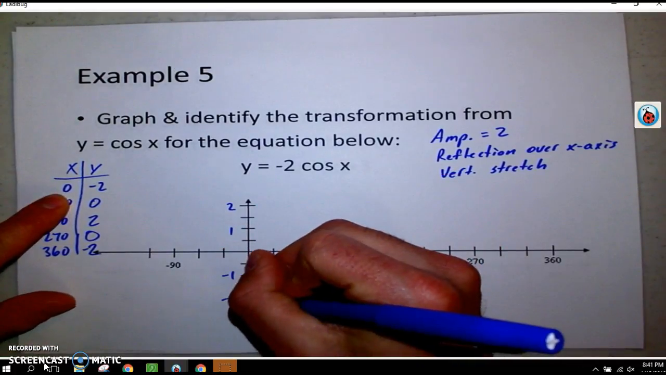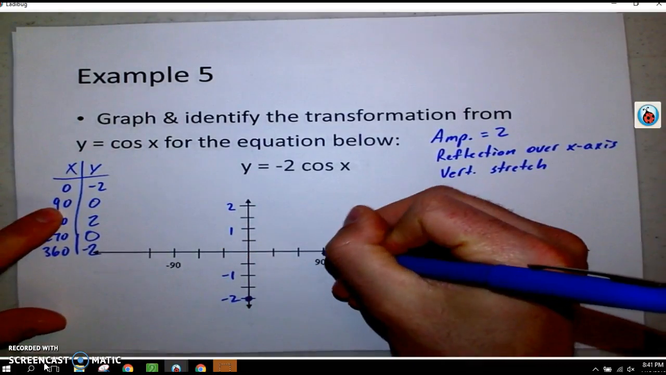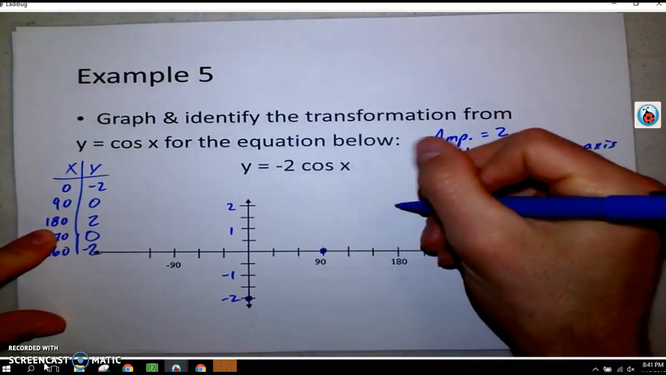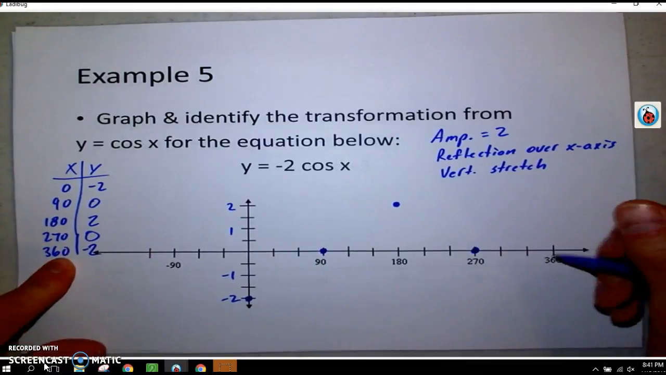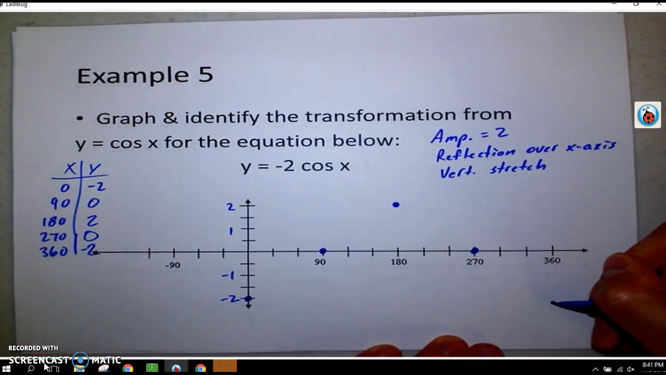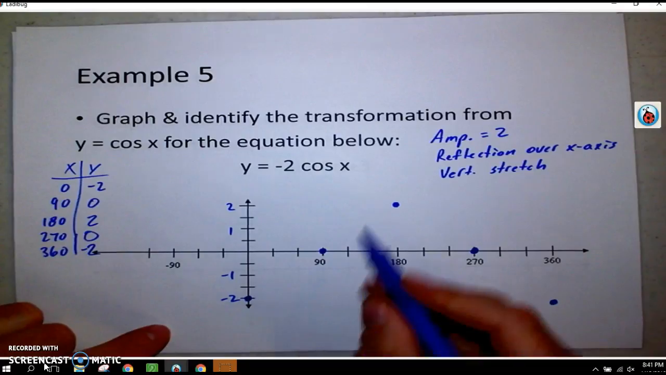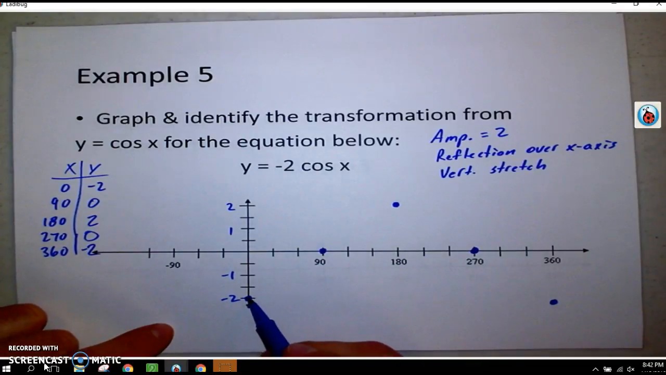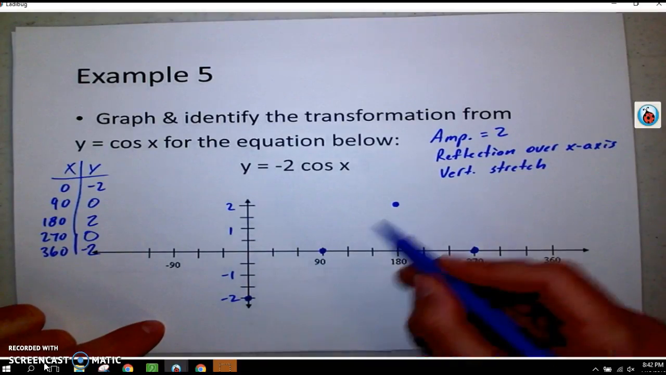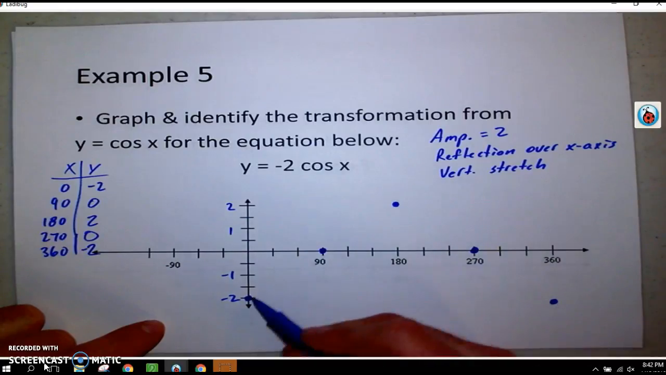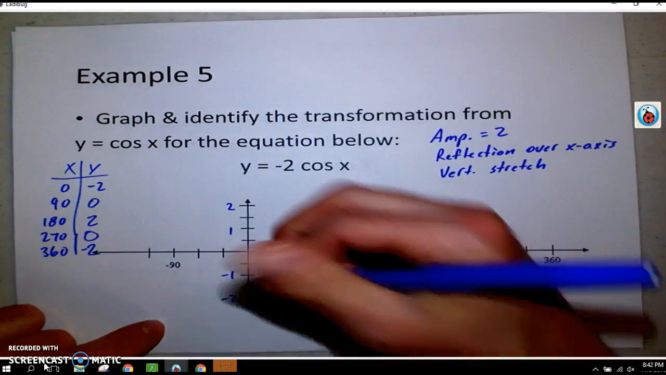So 0, negative 2, 90, 0, 180, 2, 270, 0, and 360, negative 2. So as I go to plot these, something I'm going to do to help myself, a key mistake that a lot of kids make is that they'll just start going from here to here. And that's how you get these straight zigzag lines that don't look as curvy as they should.